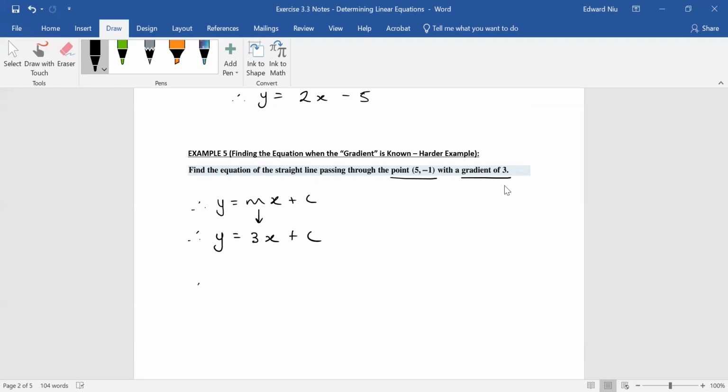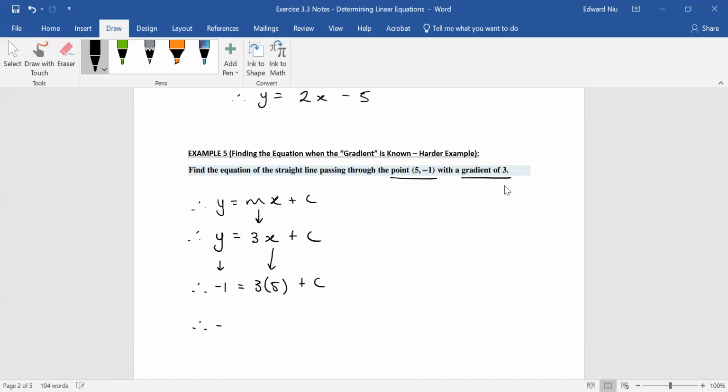So what we then do is we plug the points 5 and -1. So -1 would be our y value. Our x value is going to be 5. And then we're going to plus c. So therefore, if we do linear equation rules, we're going to go and get c by itself on the right side.